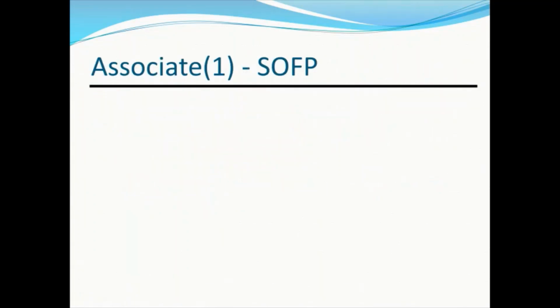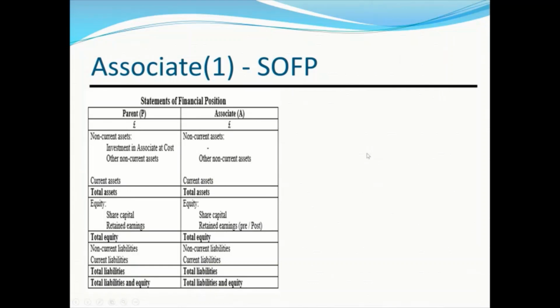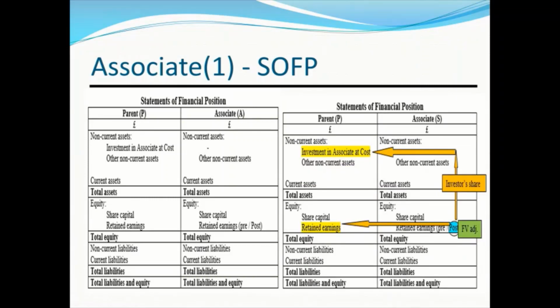The steps here for the associate start with having the statement of financial position of both the parent company and the associate. When we apply the equity method, what we need is to pick up two figures in the statement of financial position of the parent company, which are the investment in associate at cost and the retained earnings of the parent company, and adjust both figures by the investor share of post-acquisition profit of the associate. This may be called one line consolidation.